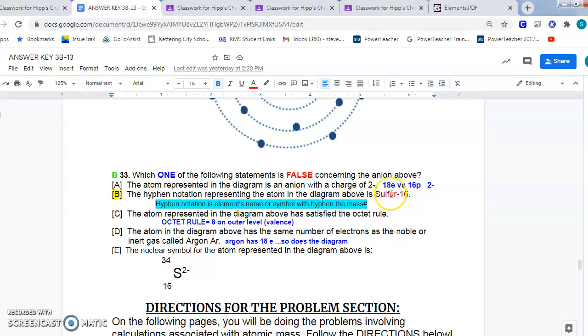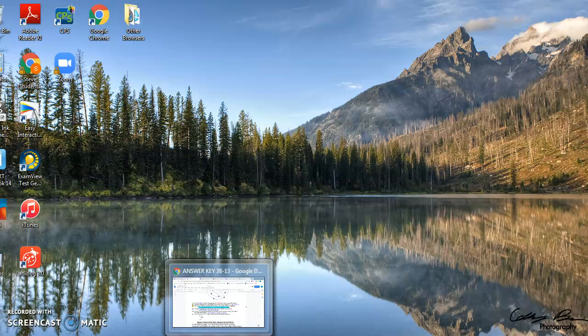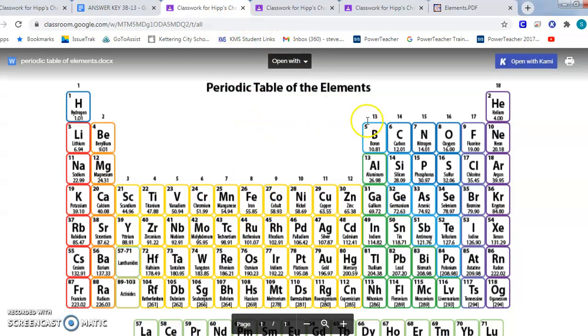No. We know when you use hyphen notation, we are assuming you have a periodic table. They would not tell us the atomic number. They would not tell us that there's 16 protons in hyphen notation. Why? All sulfurs have a 16. 16 for atomic number.